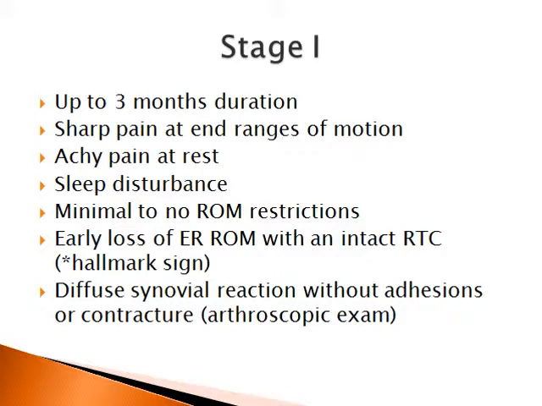Stage 1 lasts usually up to 3 months, and is characterized by sharp pain at end ranges of motion, achy pain at rest, and sleep disturbance. However, there's minimal to no range of motion restriction at this point. Perhaps you'll find early loss of external rotation range of motion with an intact rotator cuff, which can sometimes be a hallmark sign of the beginning stage of adhesive capsulitis. Under arthroscopic exam, you may find diffuse synovial reaction, but no adhesions or contracture yet.